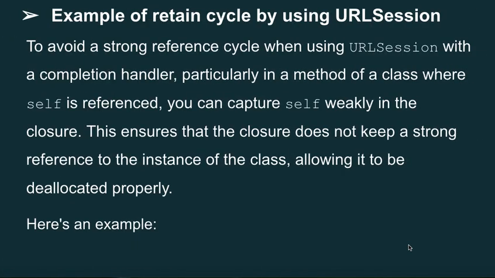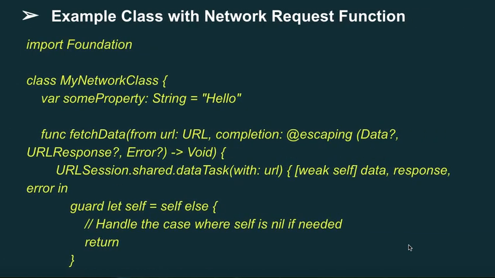Example of a retain cycle using URLSession. To avoid a strong reference cycle when using URLSession with a completion handler, particularly in a method of a class where self is referenced, you can capture self weakly in the closure. This ensures that the closure does not keep a strong reference to the instance of the class, allowing it to be deallocated properly. Here is an example.